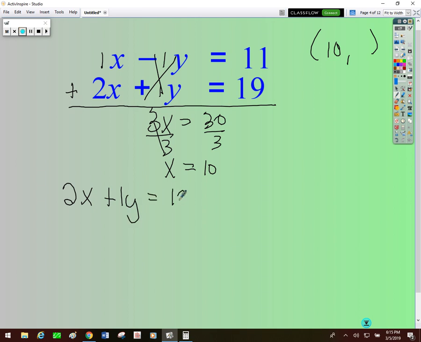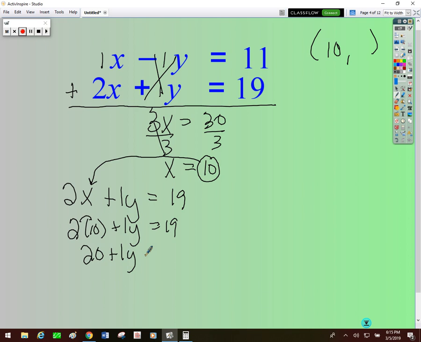Is equal to 19. Well, if I circle here, remember, be very careful. This says x is 10. The value of x is 10. So we're going to plug it in right here for x. So 2 times 10 plus 1y is equal to 19. Well, if I distribute here, 20 plus 1y is equal to 19.